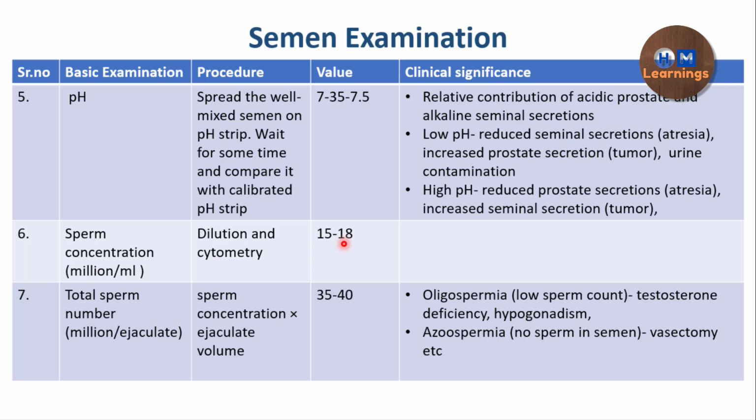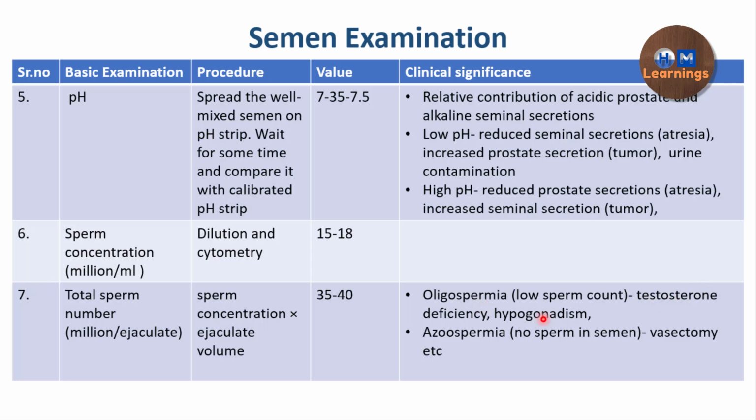So the normal range is around 15 to 18 million sperms per ml. And then from the sperm concentration, there will be a calculation of the total sperm number. As I said, ejaculate volume is used to calculate the sperm and the non-sperm cells. So you know the sperm concentration and you also know the ejaculate volume. If you multiply these two, you will get the total sperm number, which ranges from 35 to 40 million per ejaculate. So there are two conditions which you should remember.